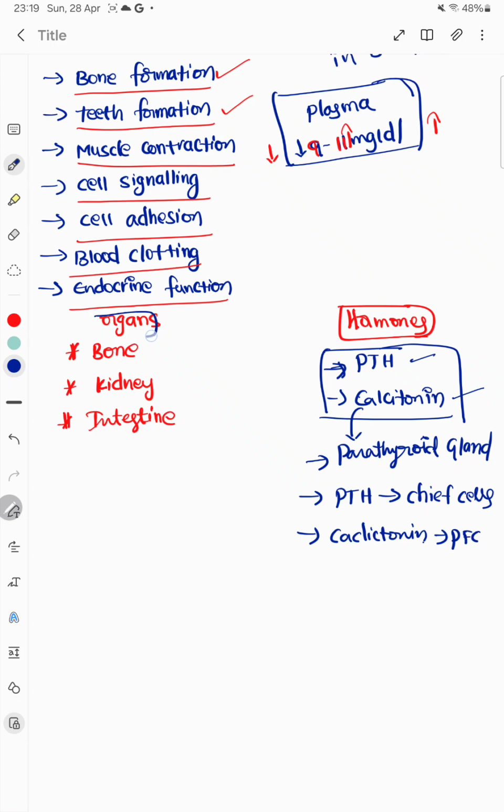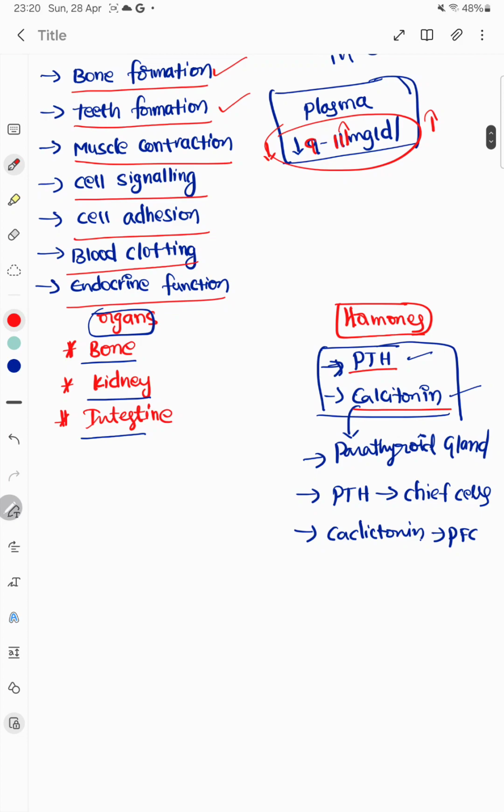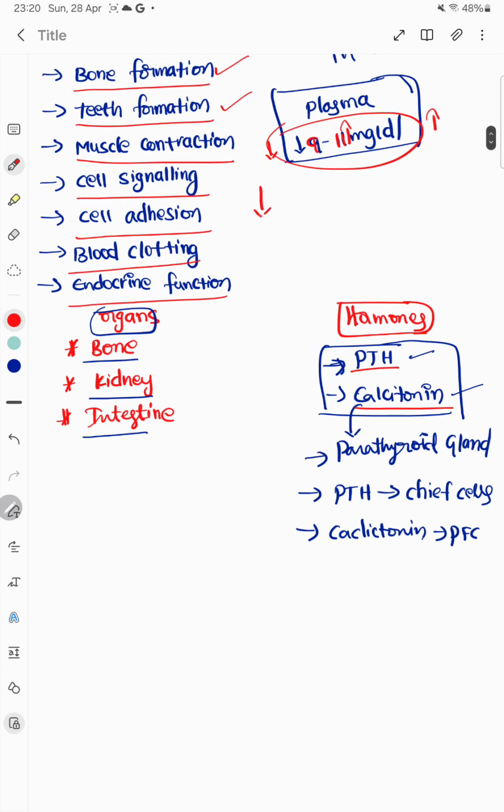So whatever, we need 3 organs called bone, kidney, intestine, and 2 hormones called parathyroid hormone and calcitonin. These 2 sets of organs and hormones maintain the normal level of calcium, which means if the calcium level is below 9, that is hypo, above 11 or 12, that is called hyper. So both these are dangerous, I said. So these 2 sets of compounds prevent the low calcium levels and also high calcium levels. They only maintain the normal calcium. This is called homeostasis.